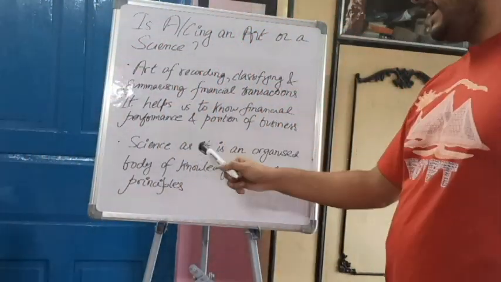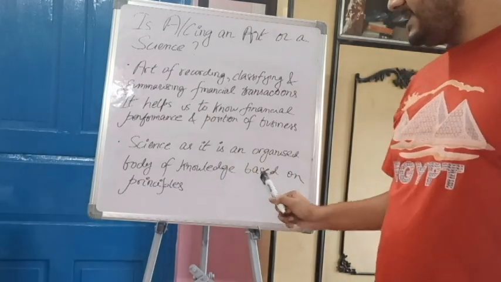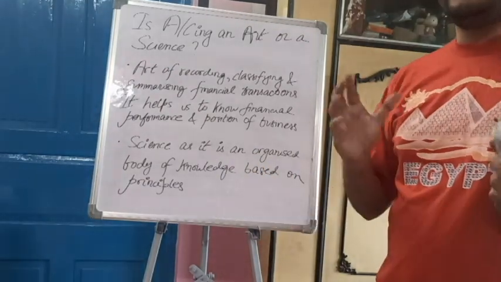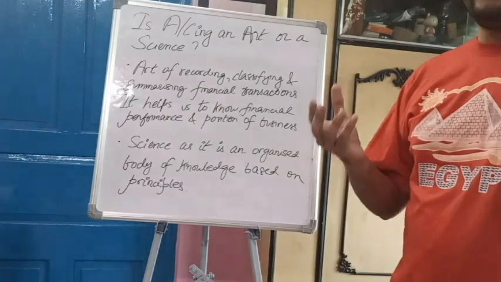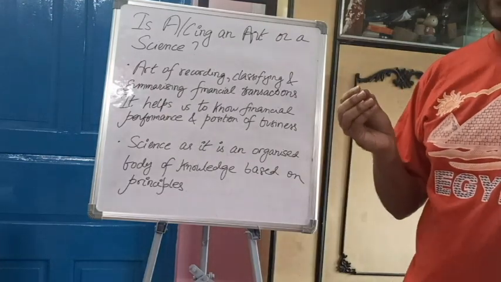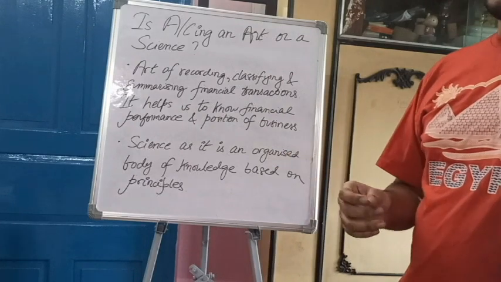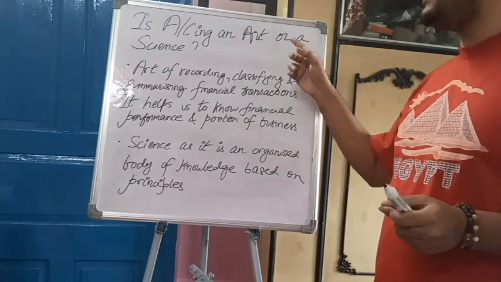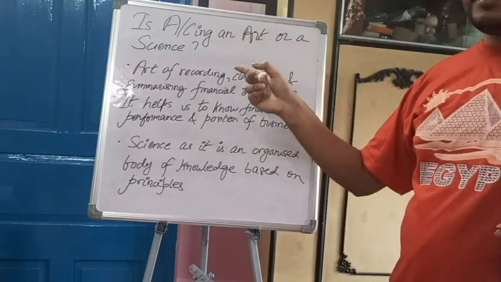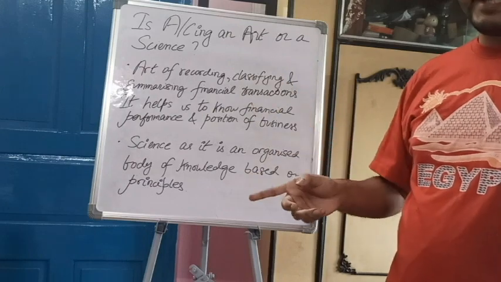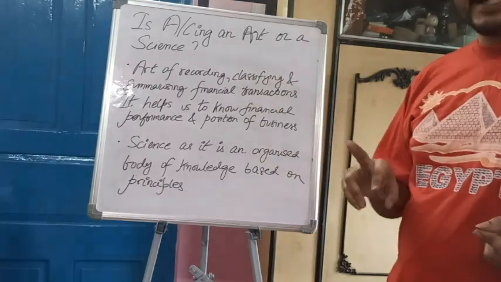accounting is a science as it is an organized body of knowledge based on principles. That there are various principles or conventions or rules according to which accounting is done. Hence, accounting can be termed as science. So, be careful if in exam it is given, is accounting an art, a science, or both art and science? It should be both art and science.